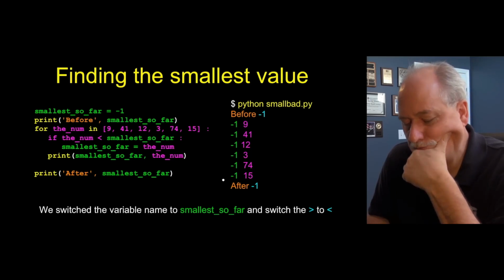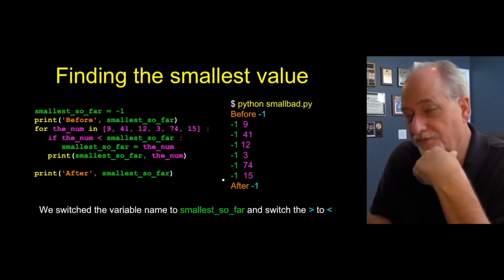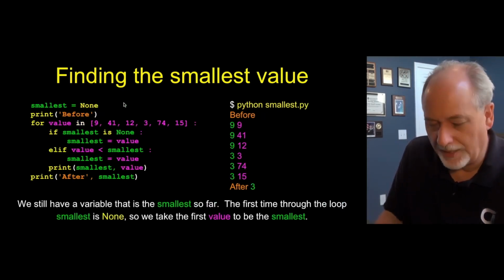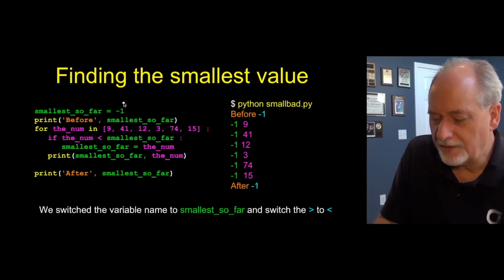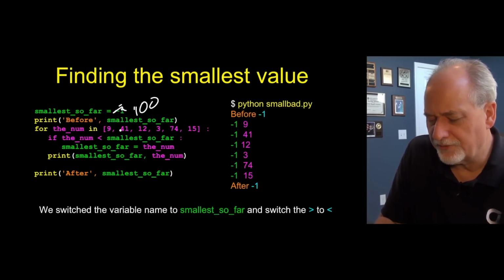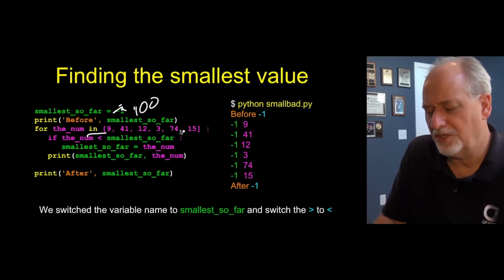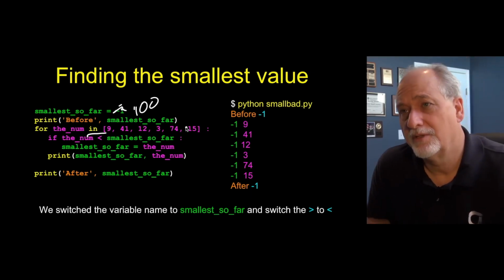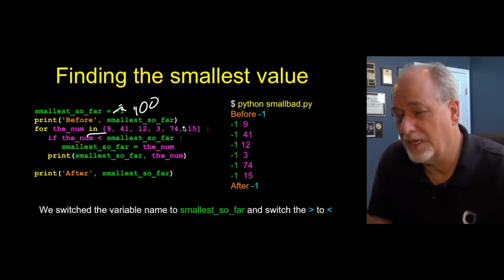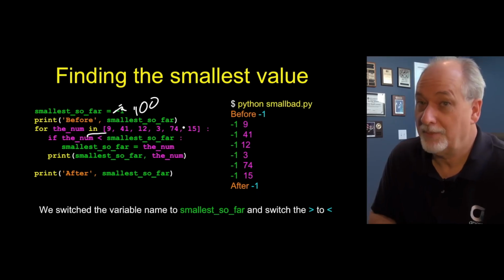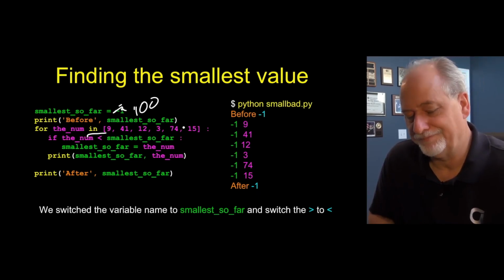So how could we fix this? Well, if we started the smallest so far with some arbitrary big number, then it'd be better. If we made this 100, that'd be good, because the first time through, the 9 would be less than 100, so we would capture the 9, and then the rest of the loop would work just fine. But then what if we didn't know how big these numbers were? As a matter of fact, the largest so far wouldn't have worked if all the numbers were negative. Think about that. We just assumed they were positive, and so we wrote lazy code that assumed all numbers were positive.